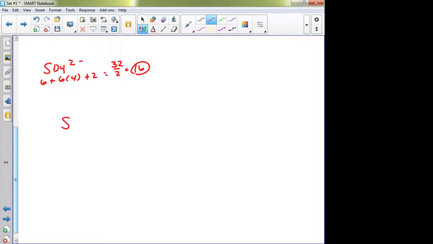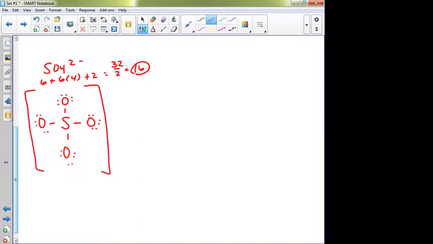The first way I draw it is just the normal way. I put sulfur in the middle, I show all of the oxygens single bonded to it, and then I put the lone pairs around it on the outside. Because it's a polyatomic ion, I have to put it in brackets and put the 2 negative on the outside. And so I double check myself. I've got 1, 2, 3, 4, 5, 6, 7, 8, 9, 10, 11, 12, 13, 14, 15, 16 electron pairs. So is this a way that I could draw sulfate? Yes. There's another way I could draw sulfate though.